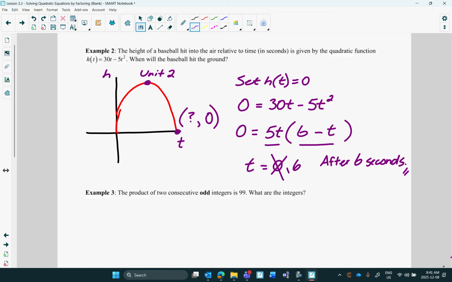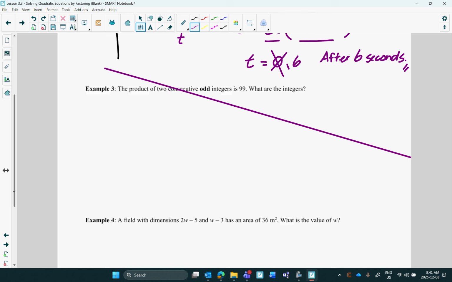So this one, the quadratic equation was there for us. This next one, we have to make it. We have to create it. So the product, meaning that when we multiply two consecutive odd integers, pardon me, we get an answer of 99. And we want to know what the integers are.